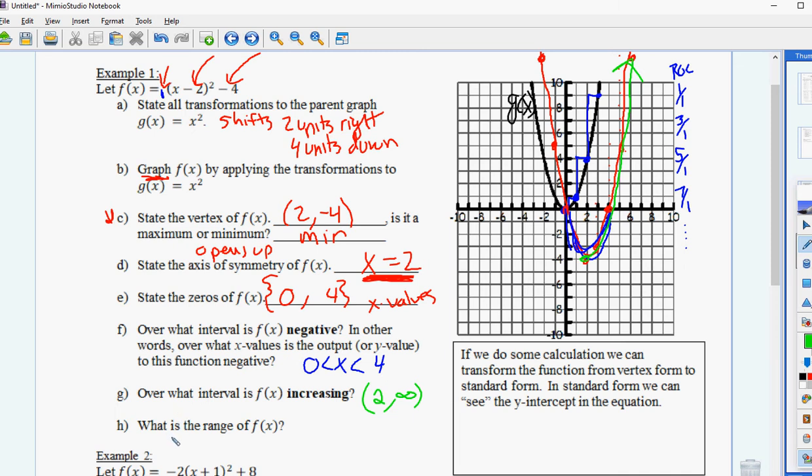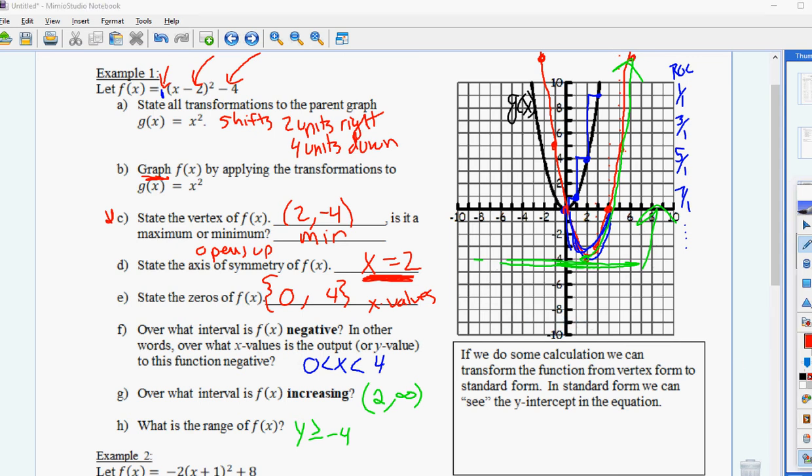They ask what is the range? Range are the y values. The range of this function are all y's greater than or equal to -4. Remember, range are y values. So starting right here and going forever upward, that's the range.